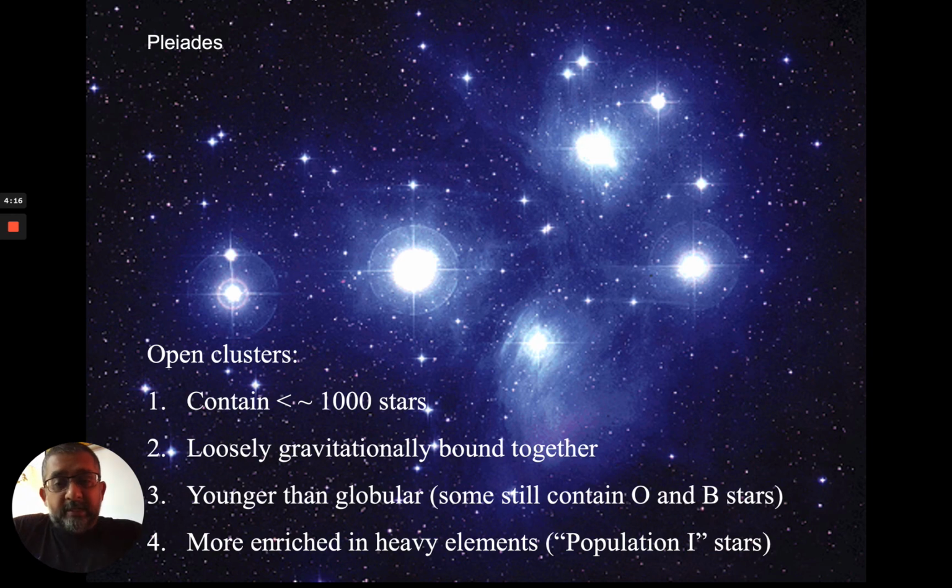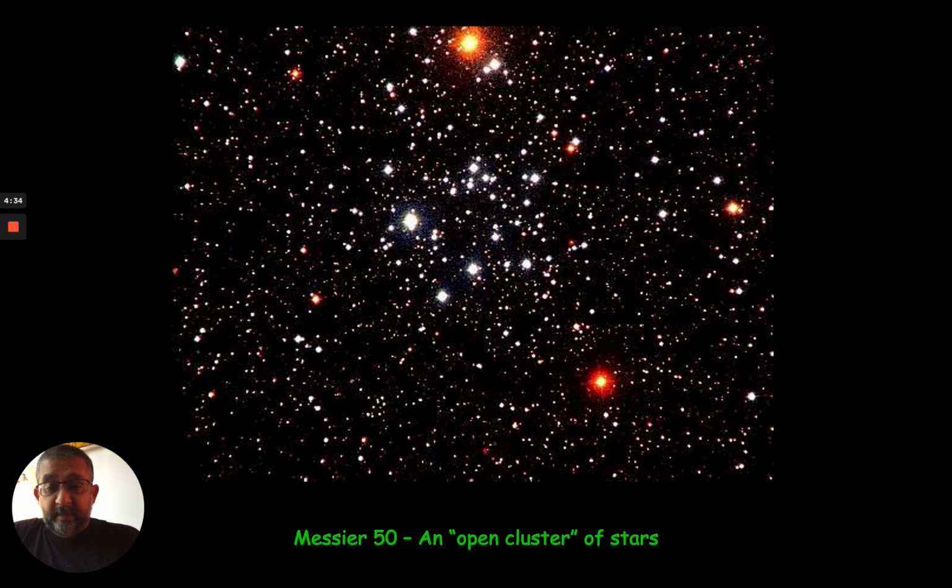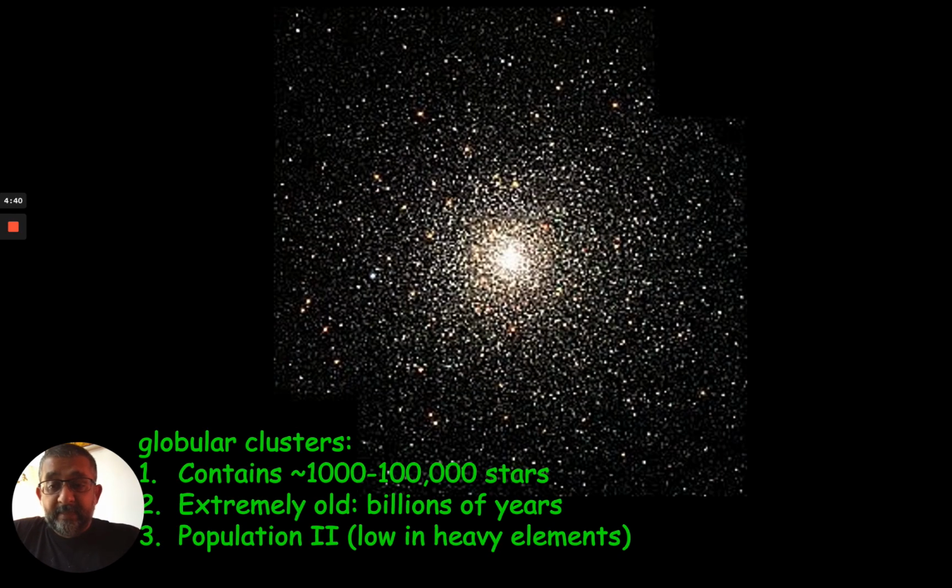Open clusters contain about 1,000 stars, roughly, and that's not that many. They're loosely gravitationally bound together. They're younger than globular clusters, and they're more enriched in heavy elements. Messier 50, which I think you're looking at tonight, is an example of an open cluster.